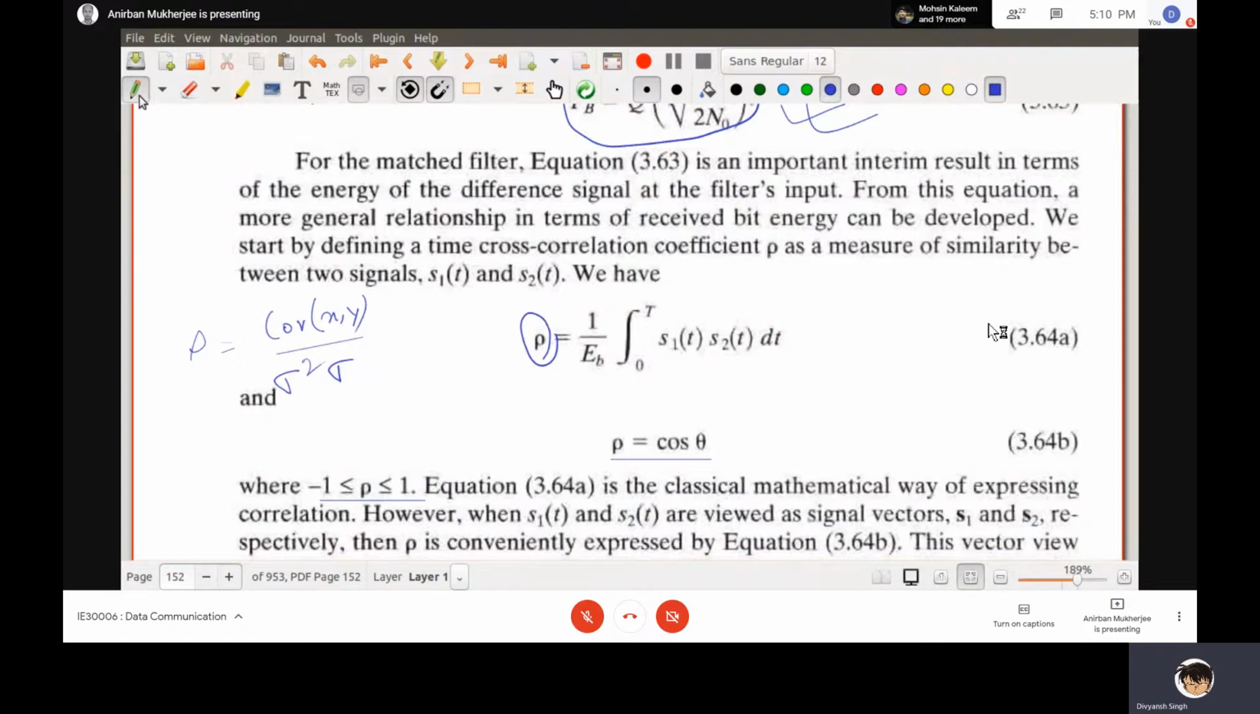Please remember this sigma square. If you play further with it, you will find that it will be EB into EB, where EB basically gives a power, and here we will have 1 by T integral of S1(t) S2(t). We will basically get this.